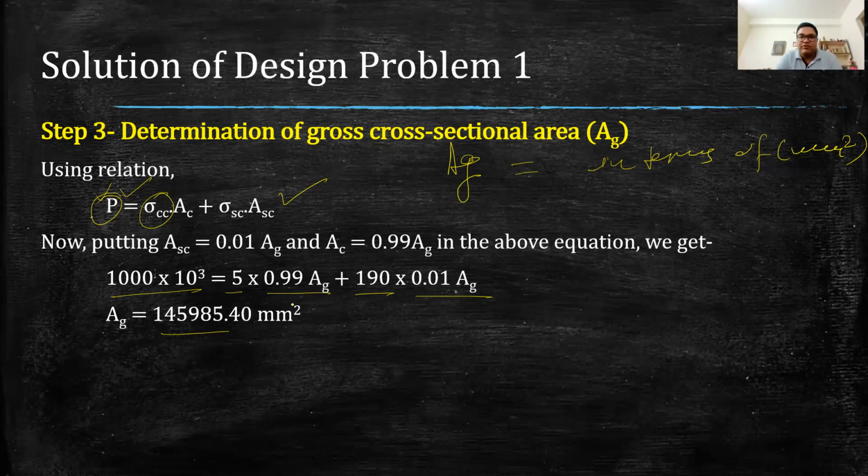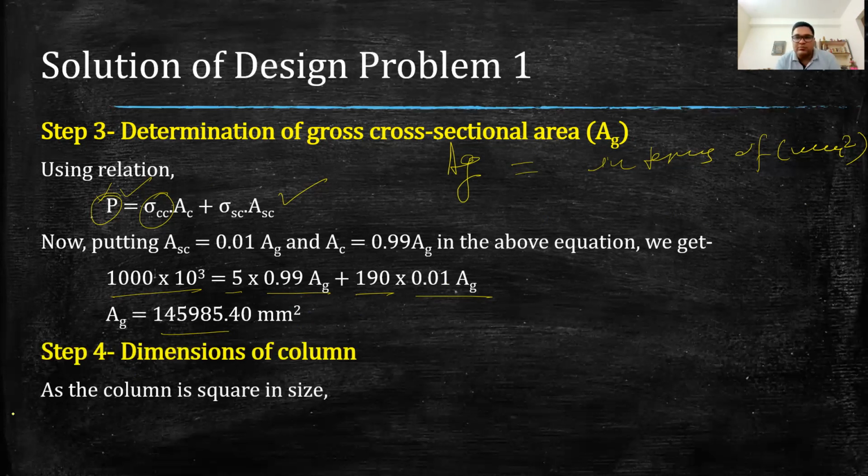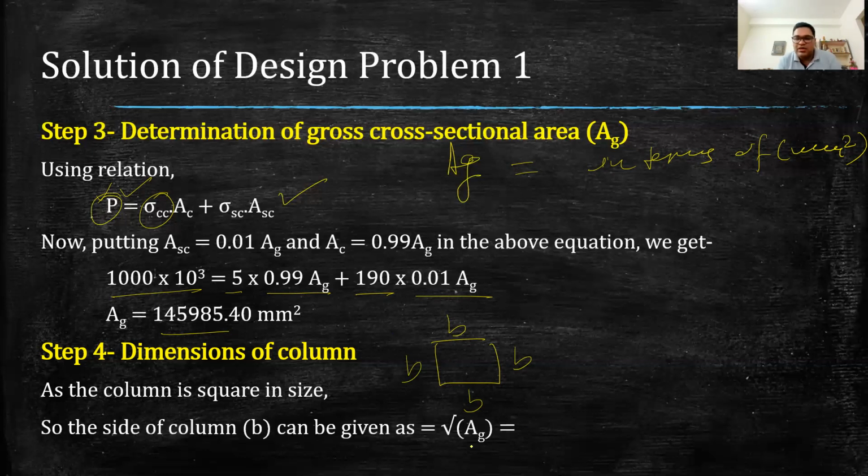Now in step 4 we will determine the dimensions of the column. As the column is square in size, because it is already mentioned in the problem that we are supposed to design a square column, which means a square column will have all the sides the same. So B can be calculated as under root area of cross section. So with this area, the dimension of B is 382 mm, which means one side is 382.08.